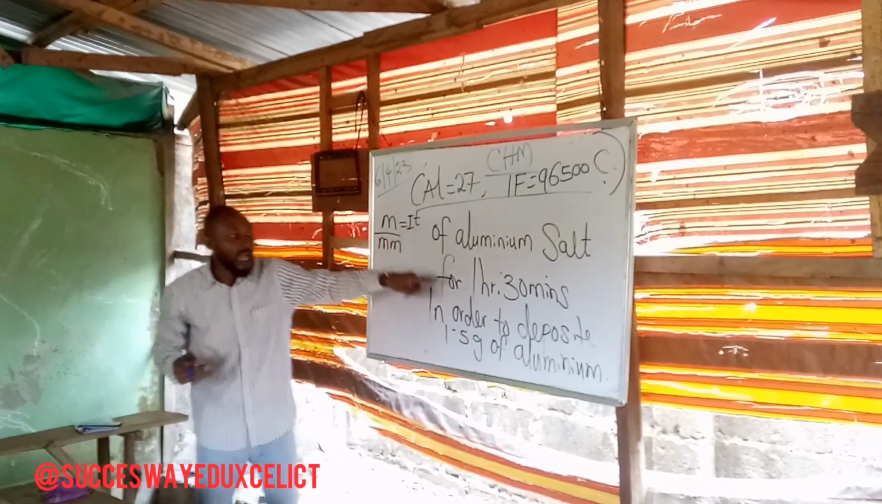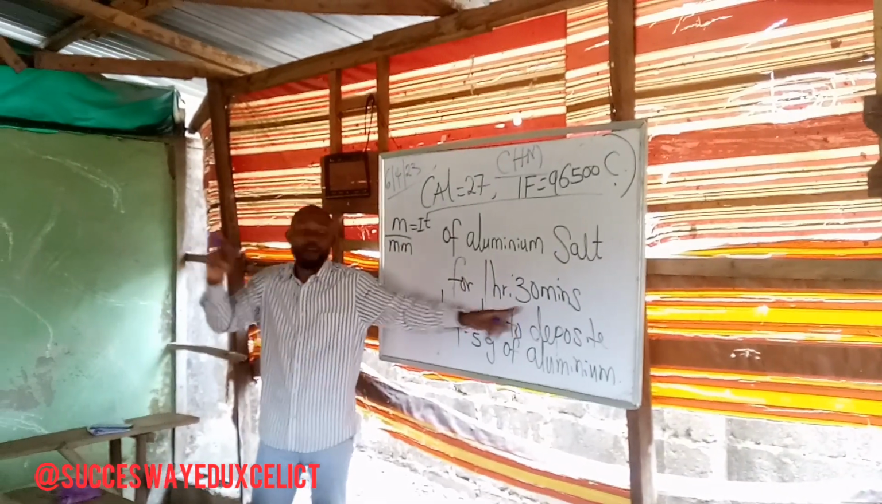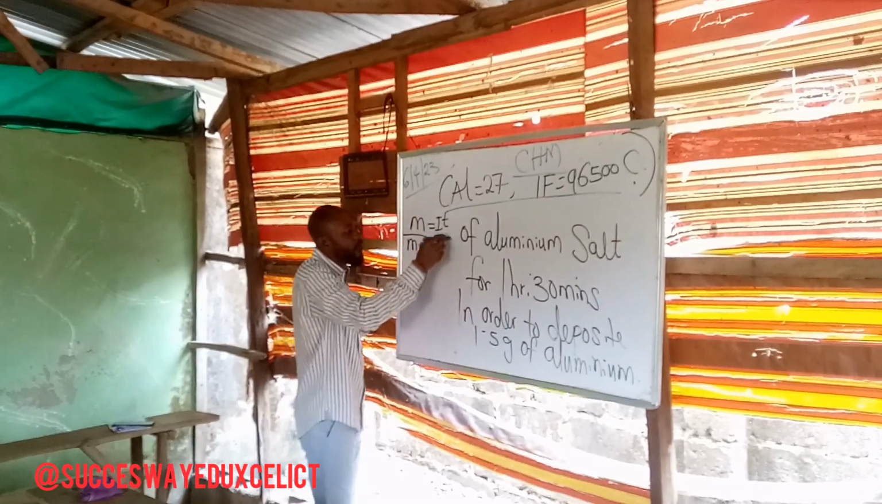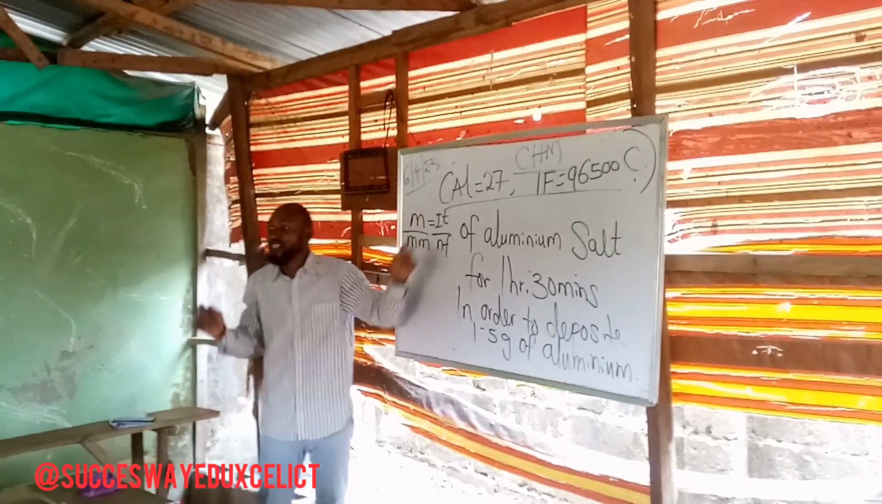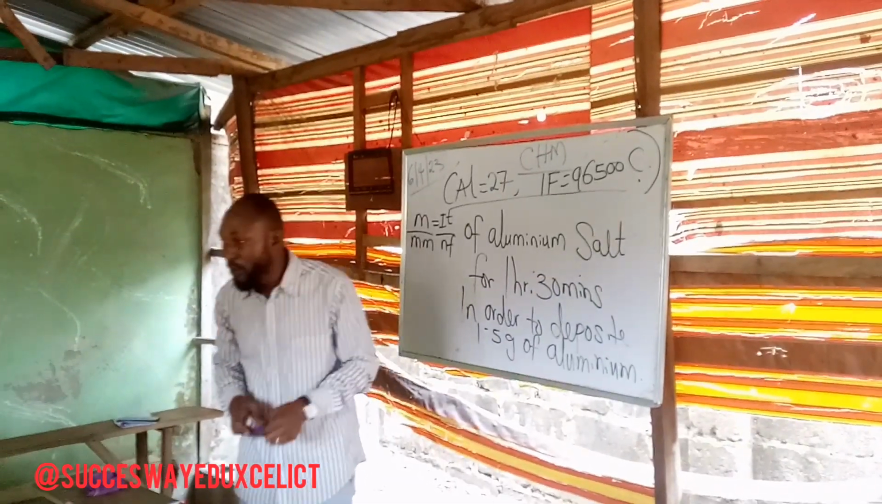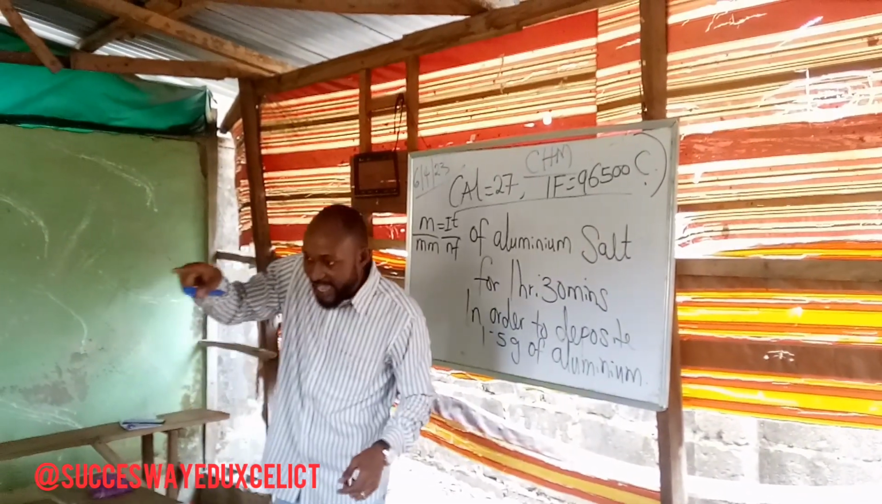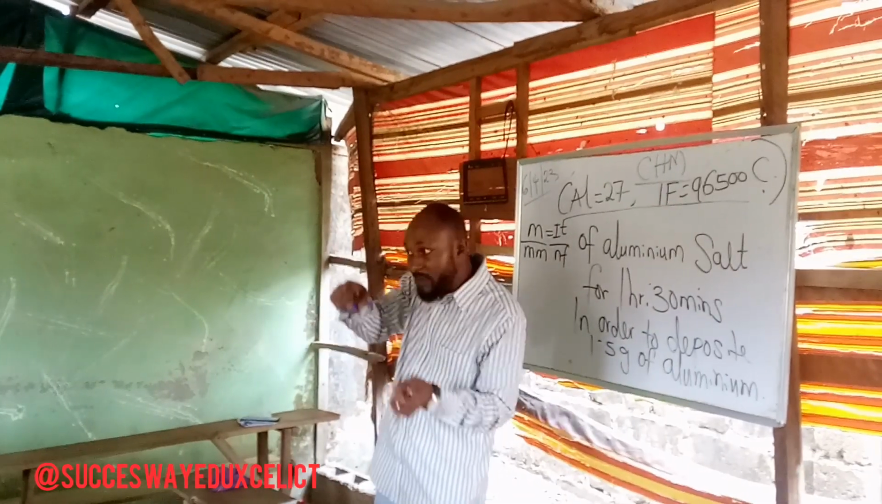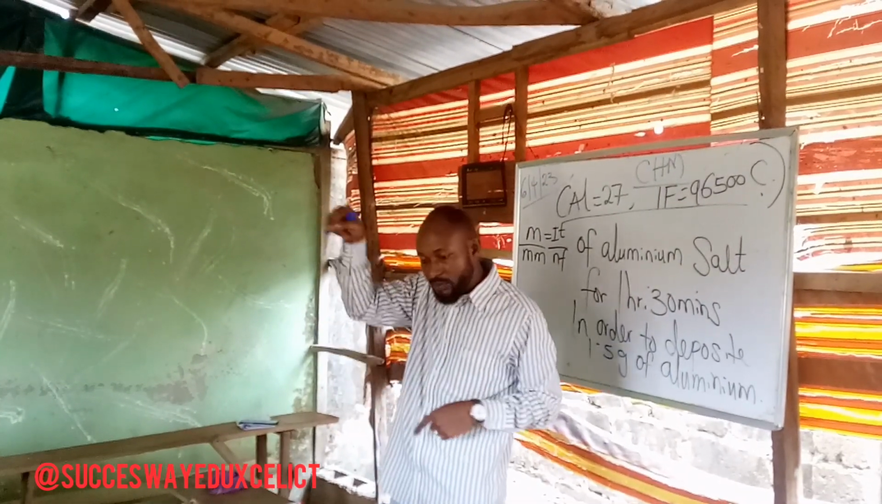Our T here is the time. 1 hour 30 minutes. We need to convert it to seconds. Then here our number of Faraday is going to be 3 because aluminium is trivalent. Yours is 2.9. 2.9. Approximately 3. Good. Hakim, check your work.